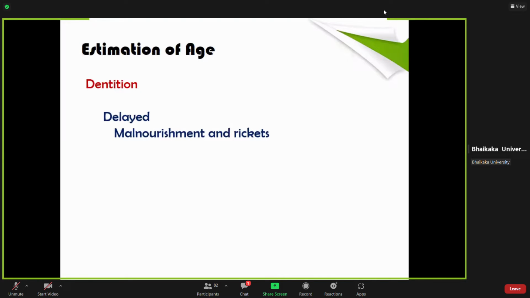अगर डेंटिशन डिले किस में होता है, तो अगर मालनरिश पेशेंट है, विटामिन ए विटामिन डी की डेफिशिएंसी है, तो फिर डेंटिशन डिले होता है. मतलब कि जो 6 to 8 मंथ में आते हैं वो कई बार 10 to 12 मंथ में भी देखने को मिल सकता है. In case of rickets it will be delayed. Early it will be seen in syphilis, warmer countries and the urban areas.